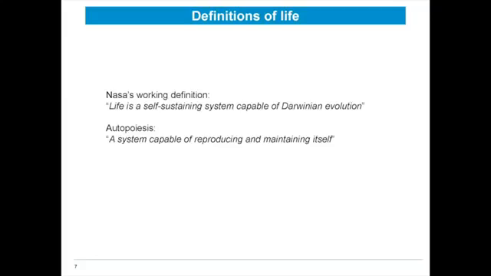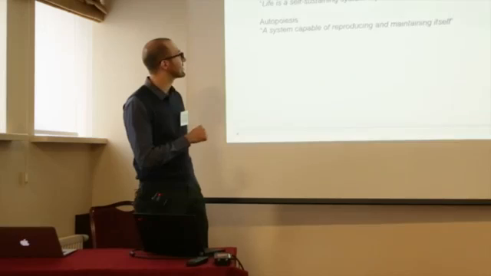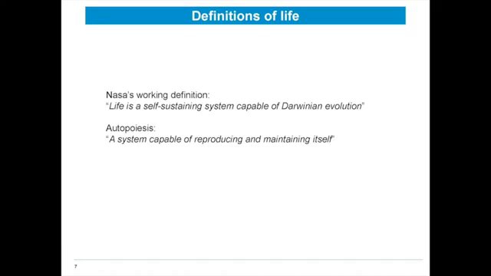Now let's look at two existing definitions. One, the standard definition that you might all know, NASA's working definition: life as a self-sustaining system capable of Darwinian evolution. Another one, autopoiesis, which I just put in a really very stripped down way. There's more to that, I guess, than this sentence: a system capable of reproducing and maintaining itself. But if we look at both of them, we always see one term, which is like maintenance, self-sustaining, and one of reproducing or evolving.